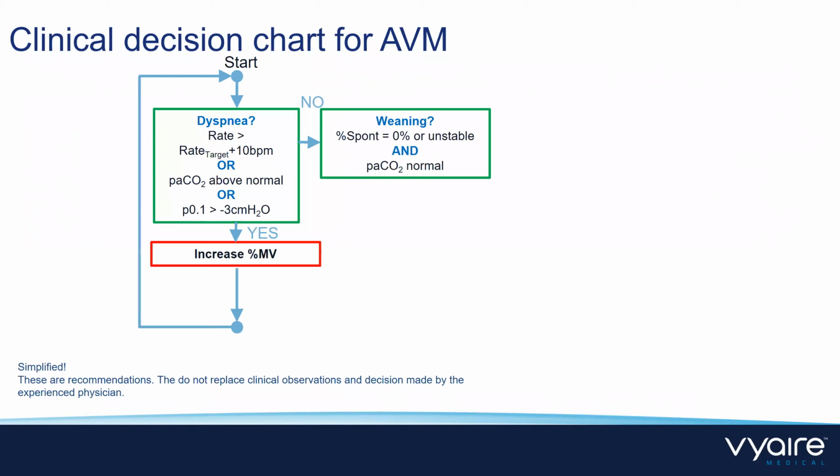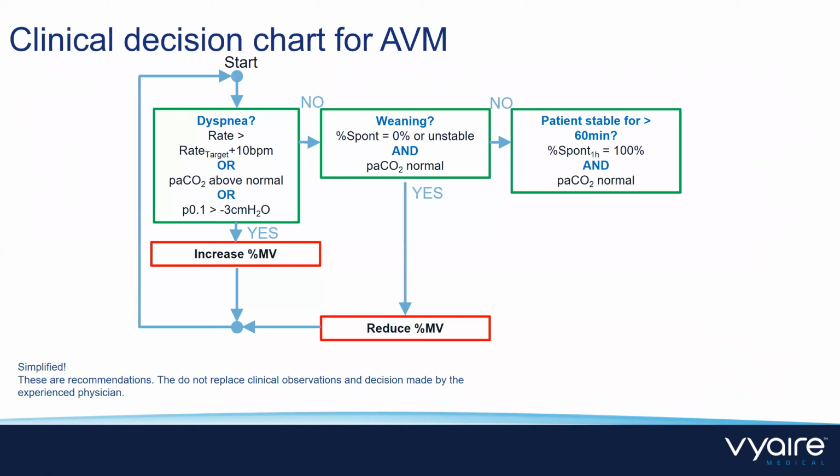If you can say no, so the patient seems to breathe in a calm way. Is the spontaneous rate 0% or very unstable and the PaCO2 normal? If you say yes, then reduce the minute volume, go back to start and ask the same questions again. If you can say no, is the patient stable for at least 60 minutes and the spontaneous breathing is 100% and the CO2 is normal? If you can say no, back to start, back to scratch.